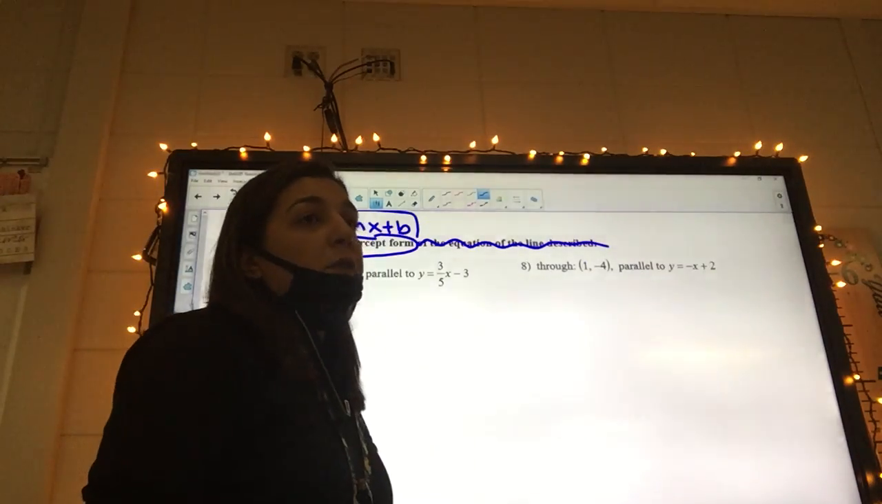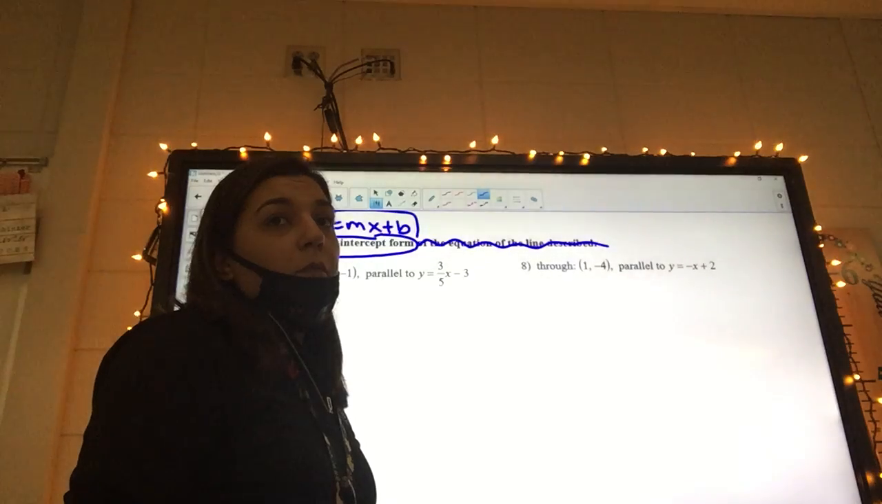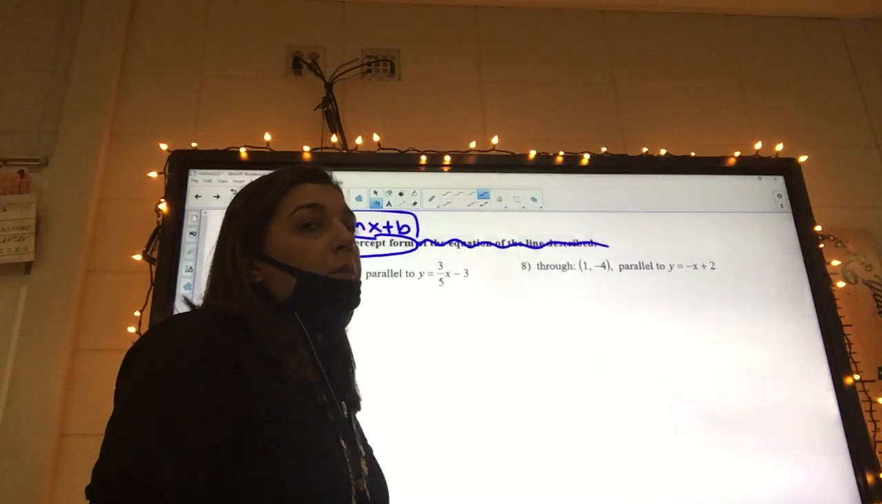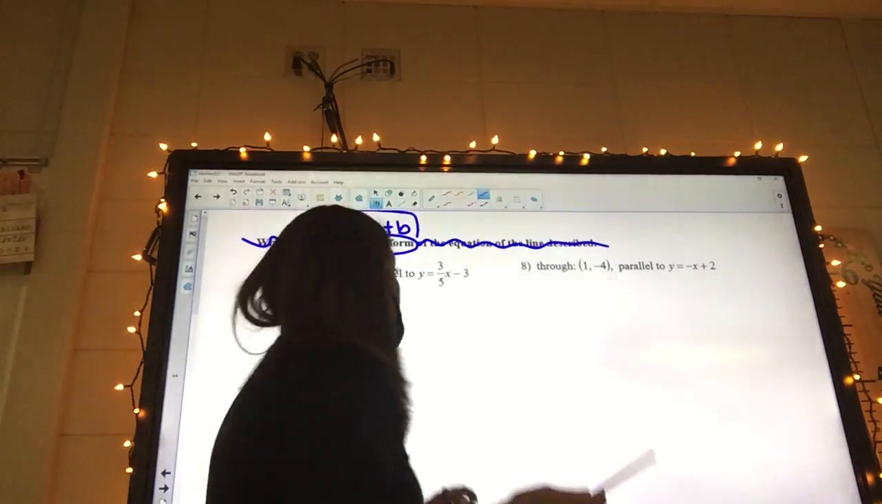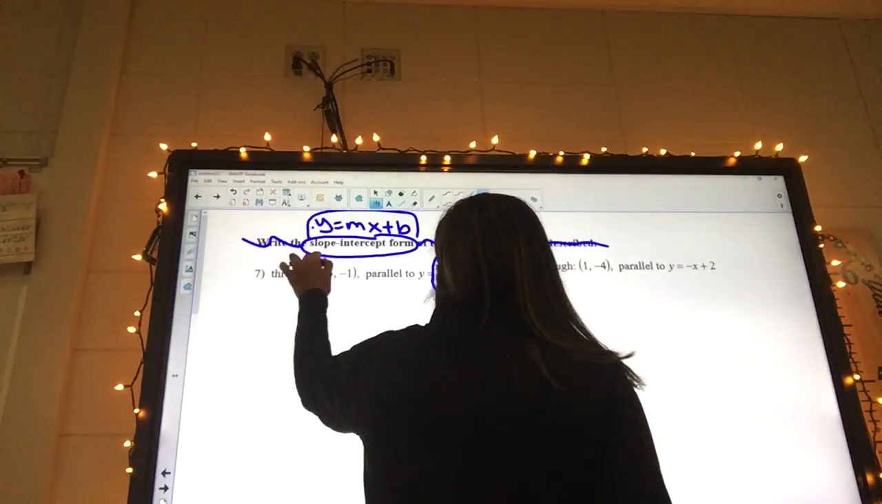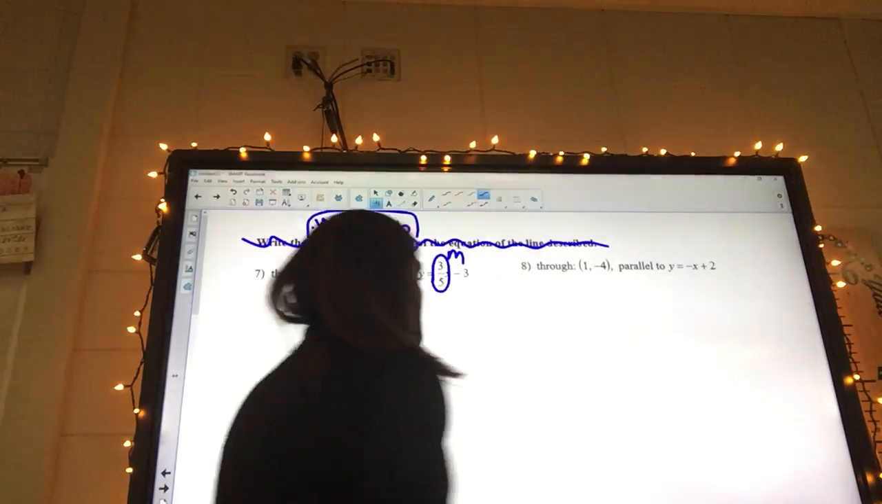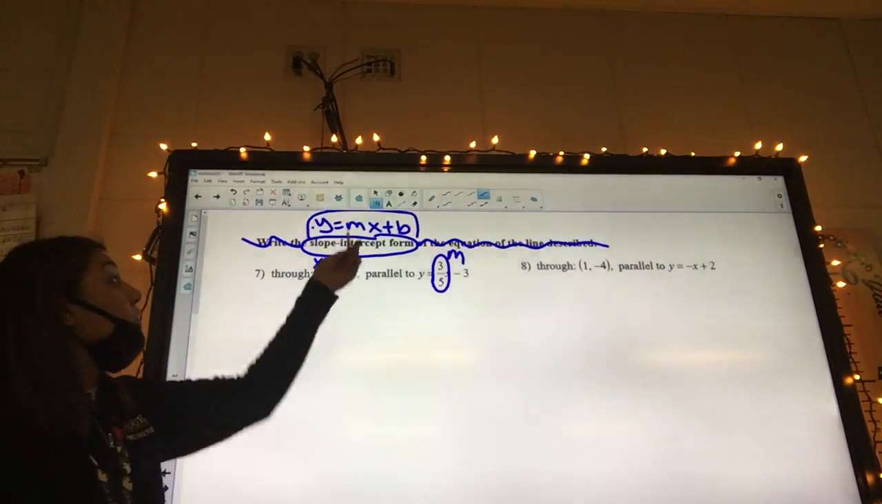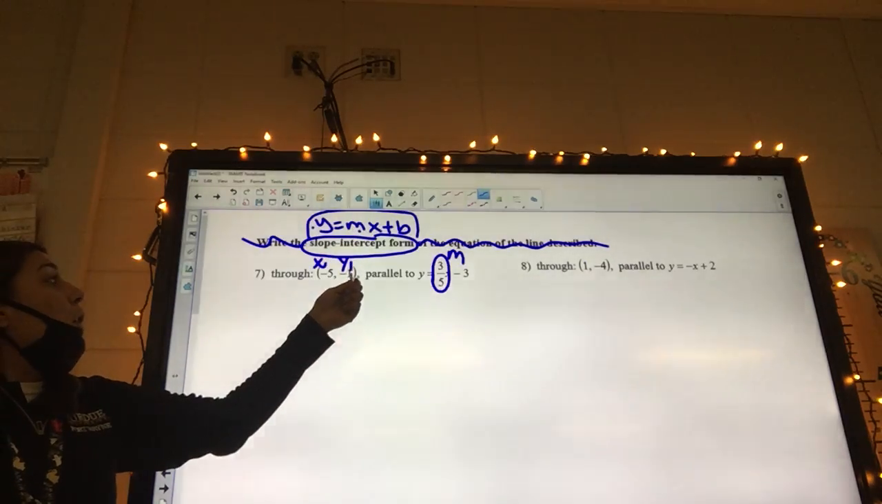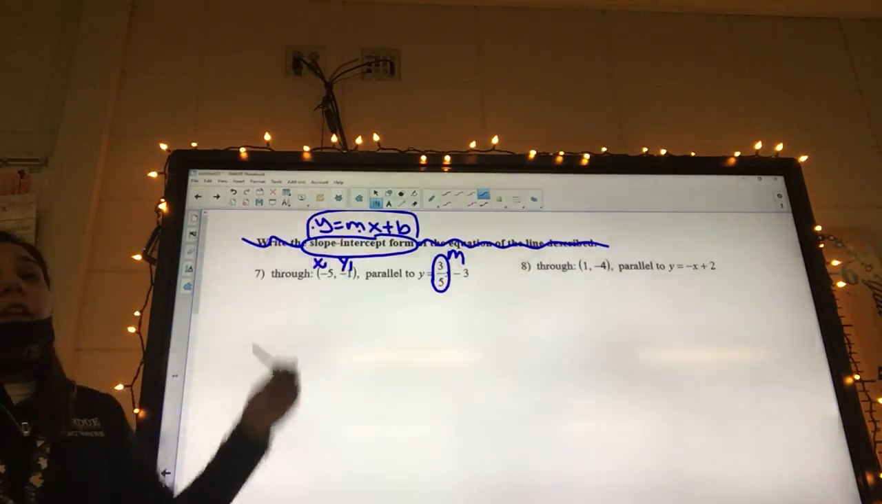So this is parallel. What do we do with parallel slopes? Do we flip it or do we keep it the same? We keep the same slope. So with parallel, you keep the same slope. This is the slope we're going to use, and then we've got our point. Now we know what our answer needs to look like.